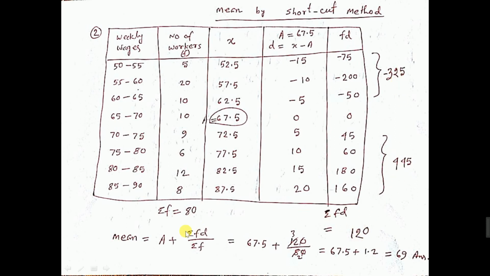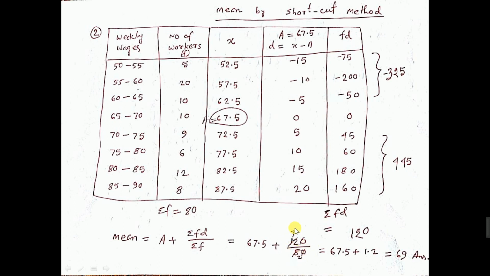Now I have shown you the mean formula by shortcut method. Mean formula is a plus summation fd by summation f. This summation fd we got 120, so you put here, and summation f means the addition of this column, 80. So a value is this 67.5, here you put. Summation fd you got 120, put. 80 you got as summation f value, put here. Now do this cancellation, it is 3 by 2.